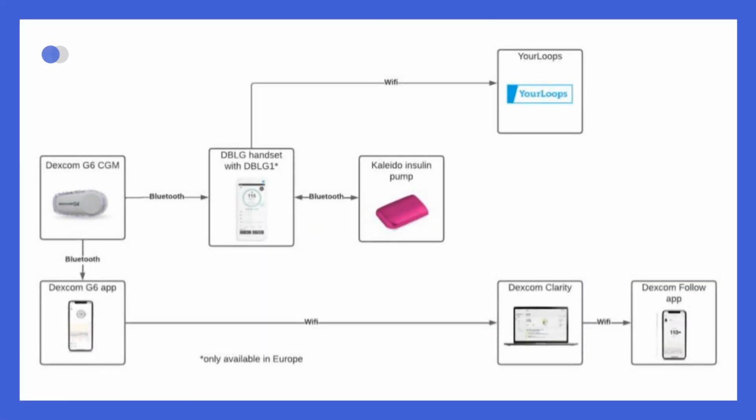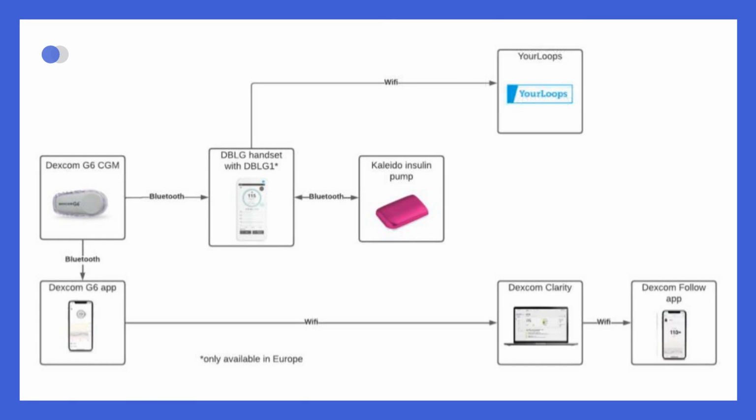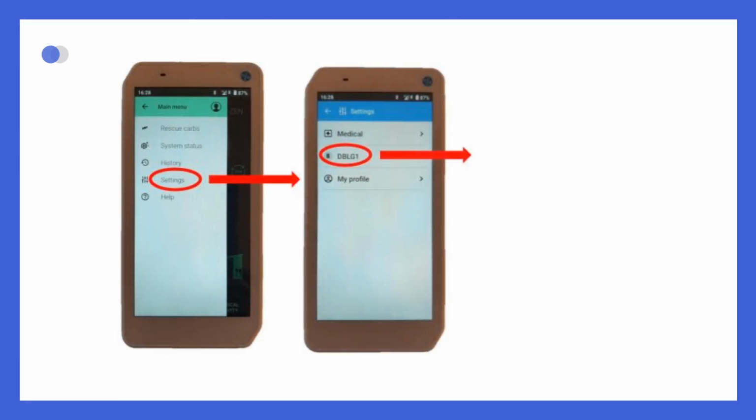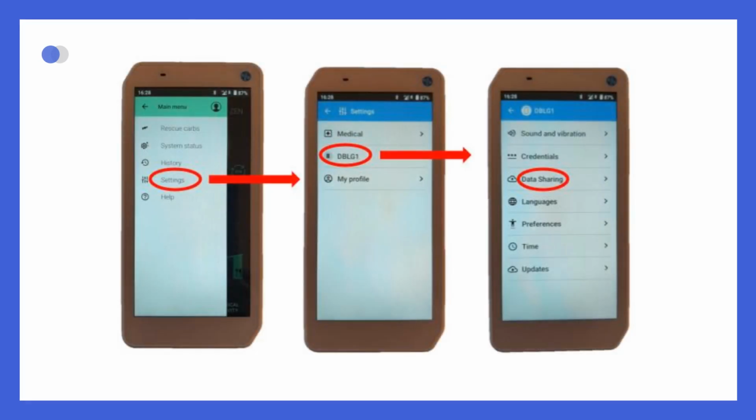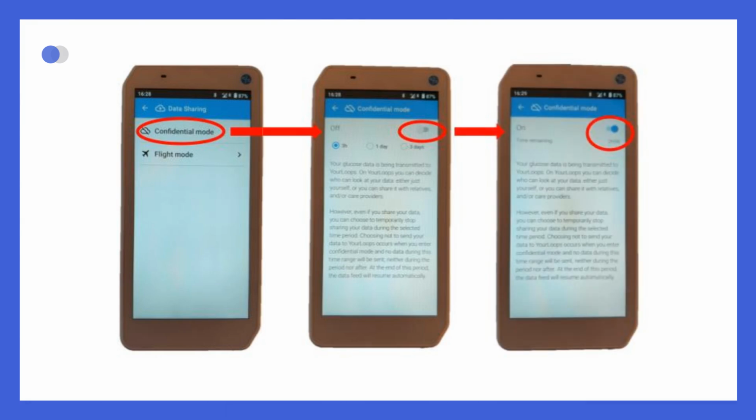Healthcare providers can access your loops through their respective login credentials, while family members can remotely monitor glucose levels using the Dexcom Follow app, provided that the user has also installed the Dexcom G6 app. The DBLG1 system provides a unique feature called confidential mode, allowing users to opt out of sharing their data for a specific period of 3 hours, 1 day, or 3 days. It's important to note that when confidential mode is activated, the data will not be recoverable in your loops afterwards.